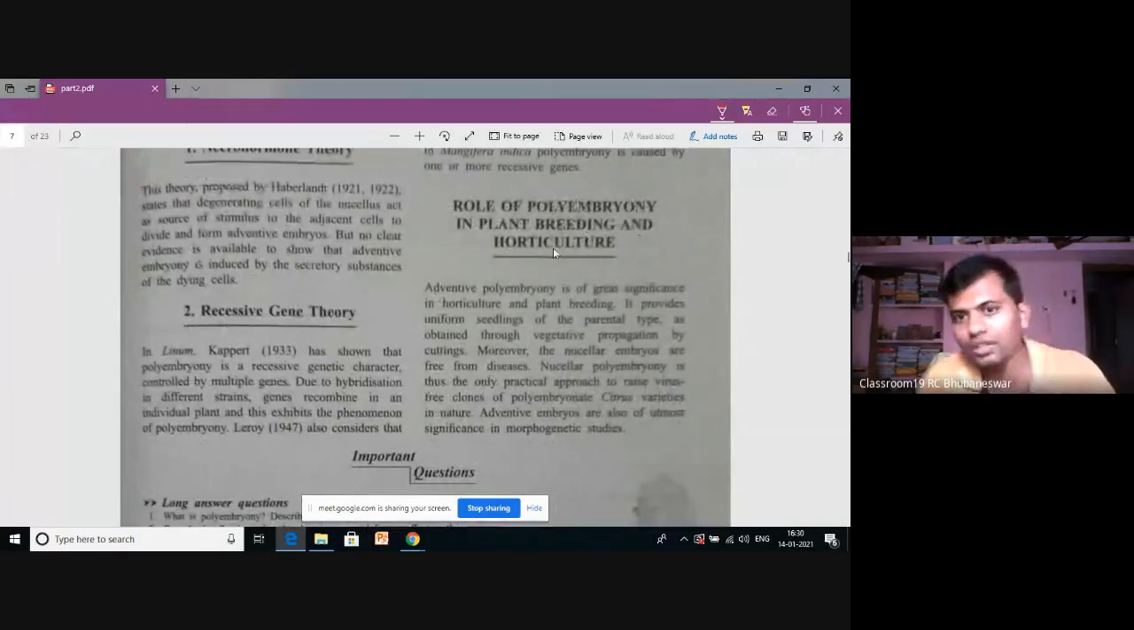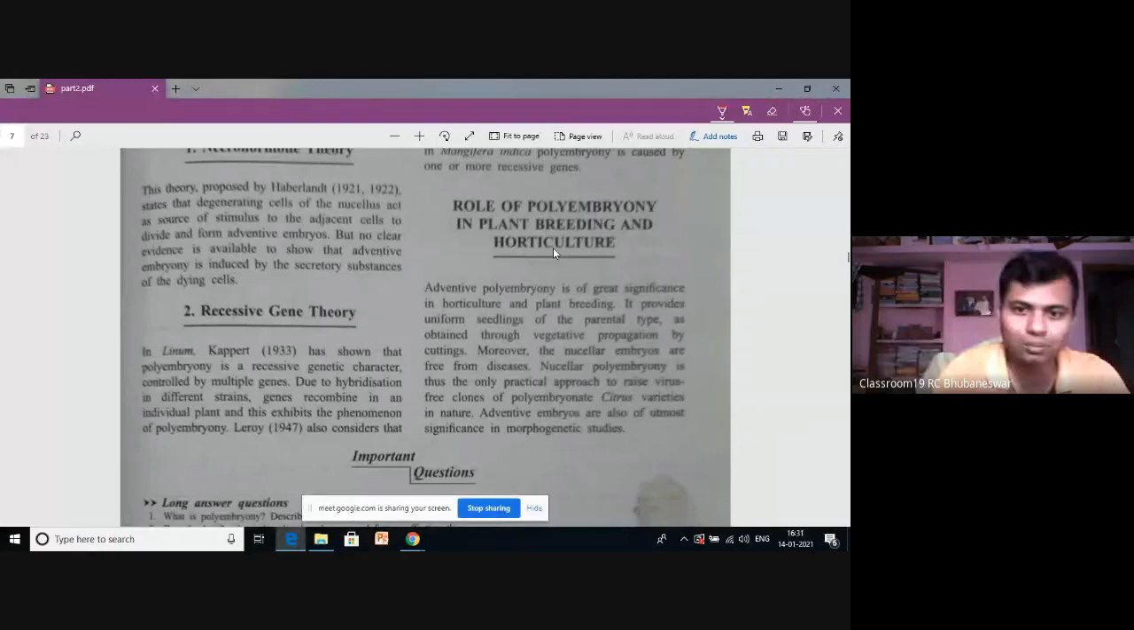Polyembryony helps in the rapid multiplication of plants, because when we sow a single seed, normally a single plant develops. But when we sow a single seed, many plants are developed. So it is possible to rapidly propagate this plant for agriculture. And the plants developed due to the polyembryonic condition are healthier and better than the normal cutting plants.